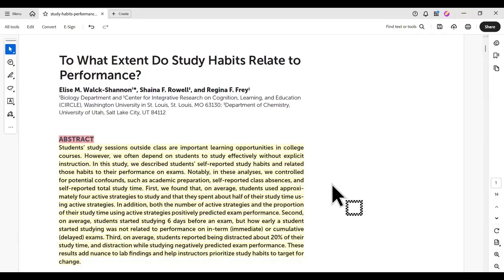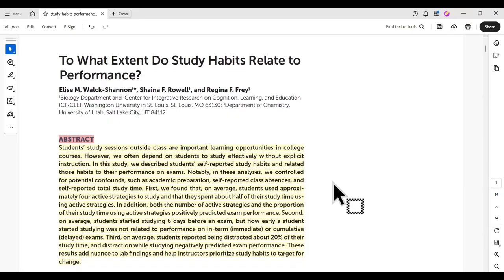All right, so student study sessions outside class are important learning opportunities in college courses. However, we often depend on students to study effectively without explicit instruction. In this study, we describe students' self-reported study habits and related those habits to their performance on exams. Notably, in these analyses, we controlled for potential confounds such as academic preparation, self-reported class absences, and self-reported total study time.